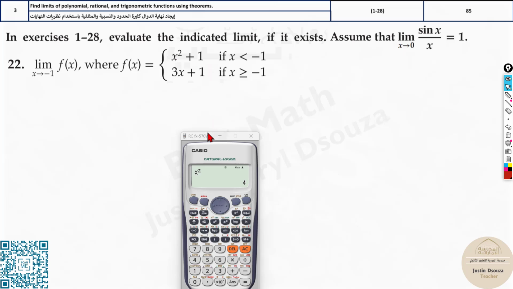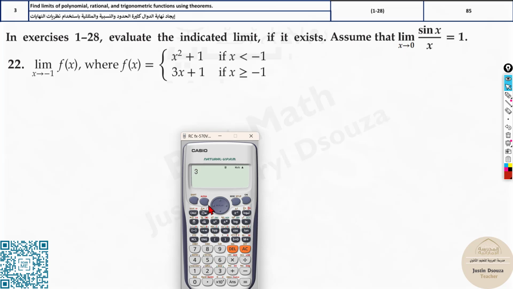Now, what about over here? The same thing we do. Let's try this. All you need to do is type in the first equation, x squared plus 1, and calculate at this given value. It's minus 1. Remember that when we calculate x at minus 1, the answer we get is 2. So you should write somewhere over here 2.